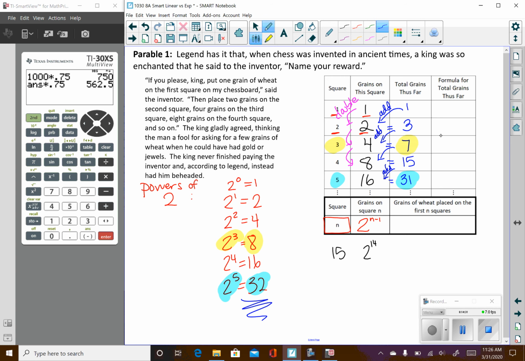So our formula for the grains of wheat placed on all of the squares up to the nth square is 2 to the power of n subtract 1. So these two formulas look almost identical. They look very similar, just the location of the -1 is the difference. So on square n, the -1 is in the power. If you're talking about the total amount of wheat so far, the -1 is not in the power.